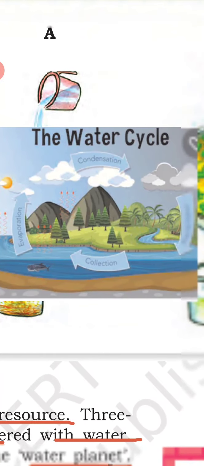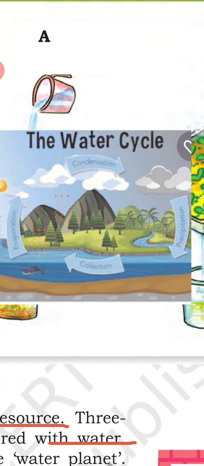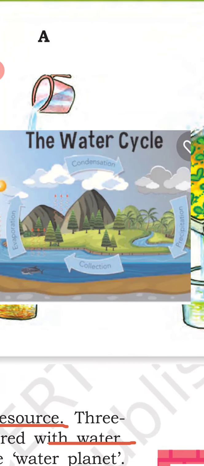As you can see in the diagram, here are the four processes of the water cycle. First, water is collected in lakes, rivers and oceans. Then with the help of sunlight, it is evaporated and condensed in the form of clouds in the atmosphere. Then from the clouds, it falls on the ground in the form of precipitation as rain, hail, snow, sleet. And then again, this precipitation goes to the ground and water is again collected in rivers and oceans.